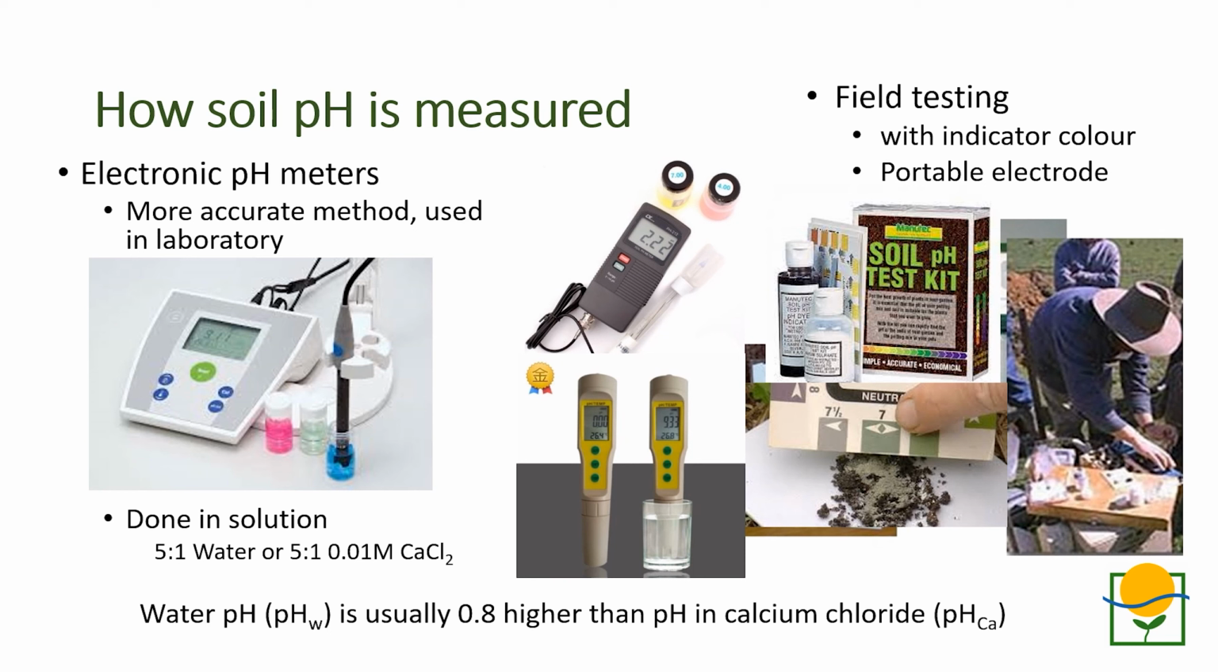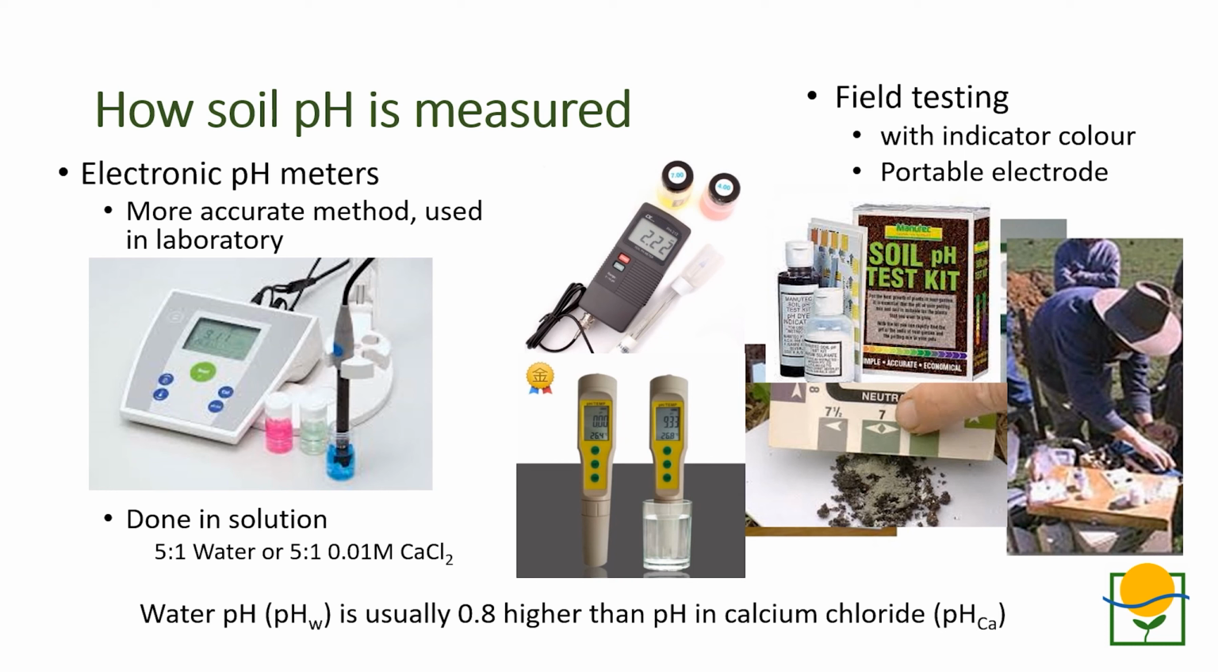Soil pH can be measured in a number of ways. In the laboratory, it's usually measured using an electronic pH meter, which has an electrode that's dipped into a solution of soil and water, or soil and calcium chloride. This is the standard method for measuring soil pH and is the most accurate.